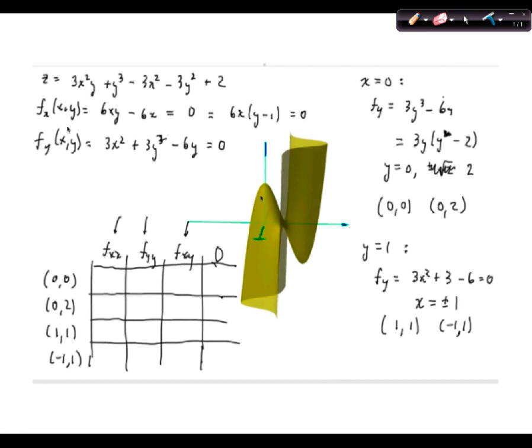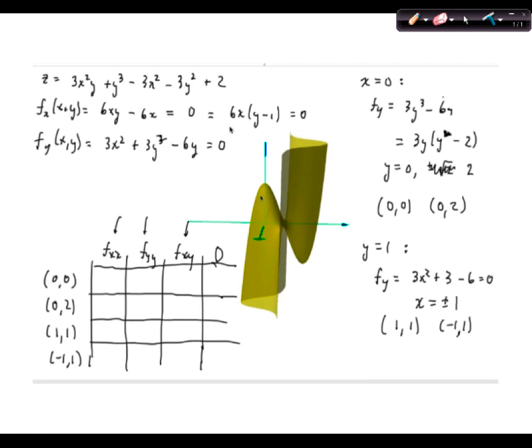Okay, so what we did, we took the first partial with respect to x, and we got 6x times y minus 1, set it equal to 0. And then we took the partial with respect to y, and we got 3x squared plus 3y squared minus 6y equals 0. So we're trying to figure out ordered pairs, x and y, that make both of them 0.